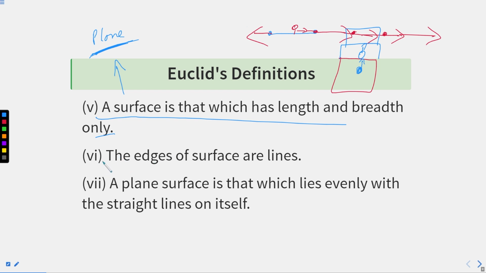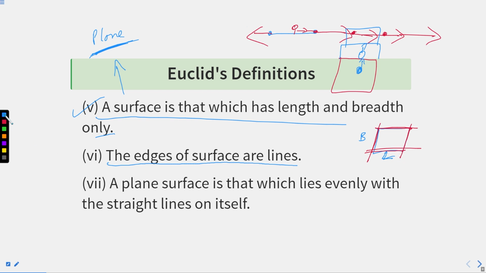Okay. And now the sixth point says that the edges of a surface are lines. Let's take an example of a surface. A surface has length and width. So as you know, a square is a surface because it has length and width. So it is a surface according to this point. And as you know, what are the edges of this? Edges are this. So a surface has edges, and these edges, as you see, are lines. Okay, I hope this is clear.